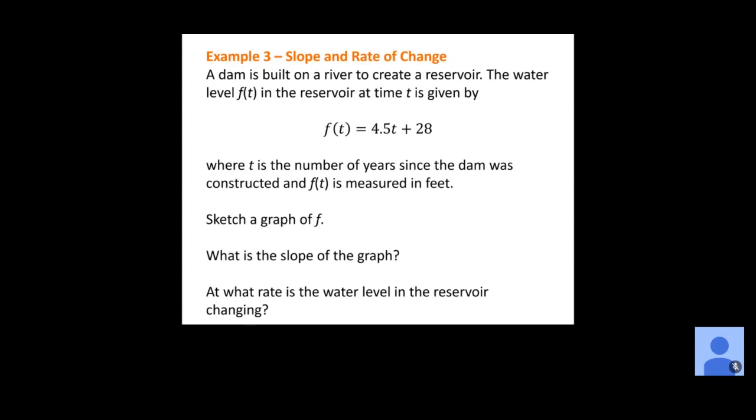Now, I'm going to assume that we can put this into a graphing calculator or Desmos, right? You would just put 4.5x plus 28. So when you graph it, your calculator is only going to do things in terms of x, so just change the t to an x and you can graph it that way, right? So I'm not going to bother with the sketching of the graph. What I do want to answer are these other two questions, though. So what would the slope of that graph be in this case?